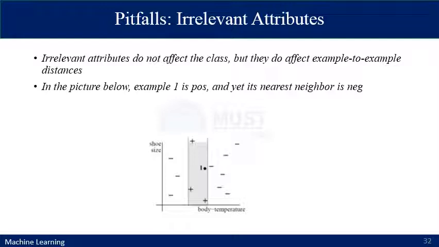For example, in the picture below, the example 1 is positive and yet its nearest neighbors are negative. So in pure nearest neighbors philosophy, it should be classified as negative example. But this may be a result due to the calculation of irrelevant attributes, and if we remove the irrelevant attributes, we may have the chance that this example may be placed here.